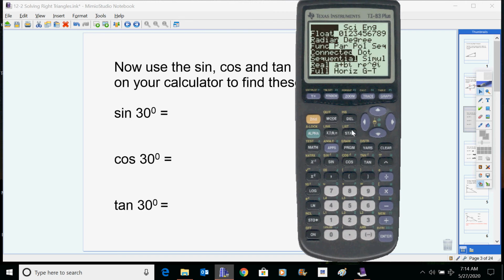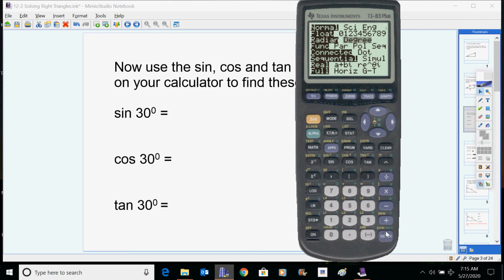Don't forget to make sure that your mode is set on degrees. If your mode is not set on degrees, for example, if it's radians here, and I try to take the sine of 30, it's going to give you something completely wrong. That is wrong because we're in the wrong mode. We have to make sure we're in the right mode. I'm going to clear that out and go to the right mode. Your mode needs to be in degrees because we're working in degrees here.